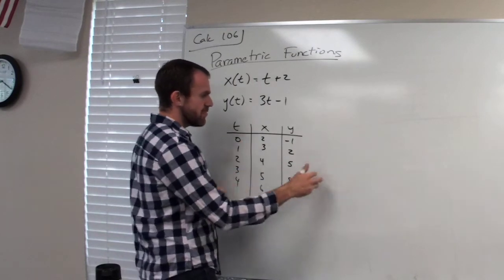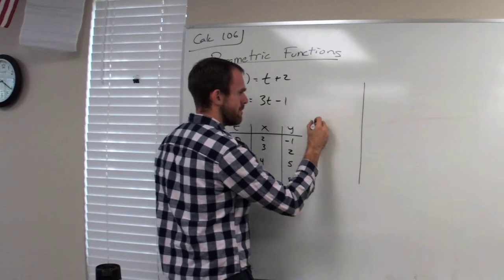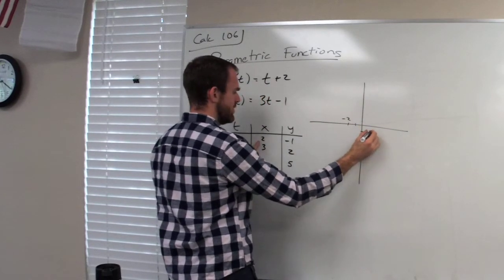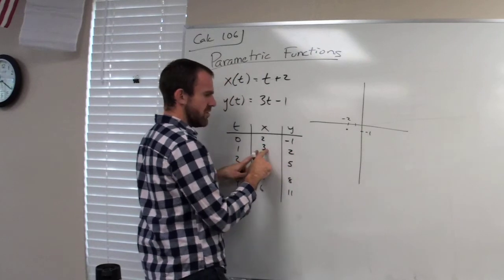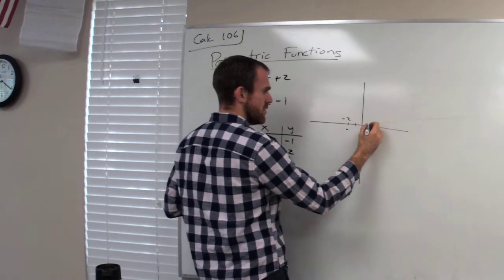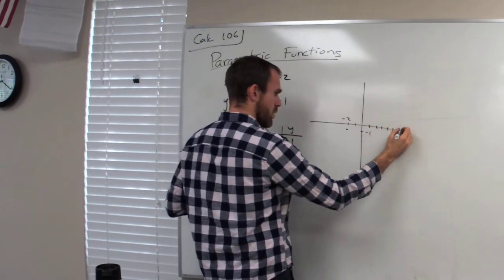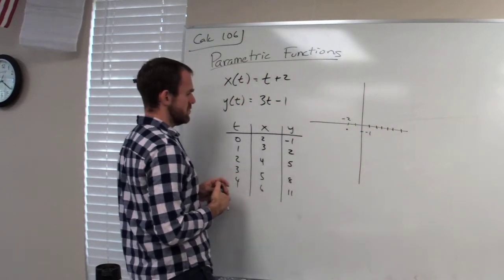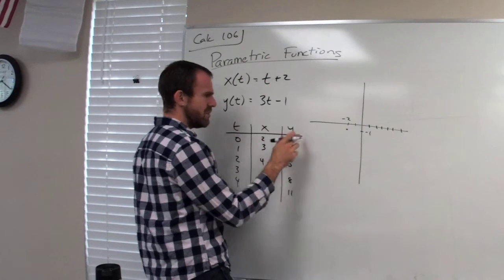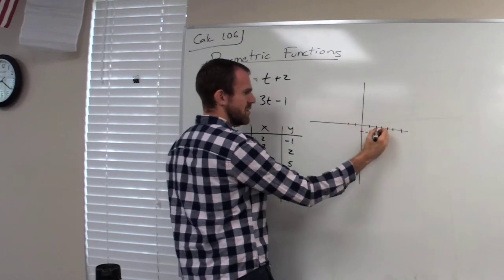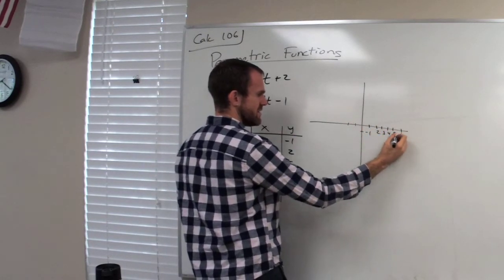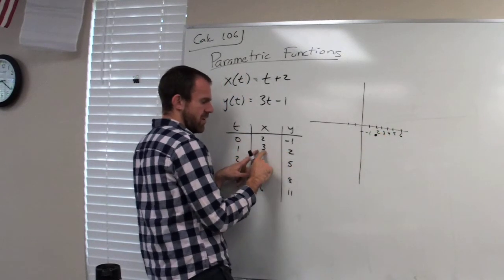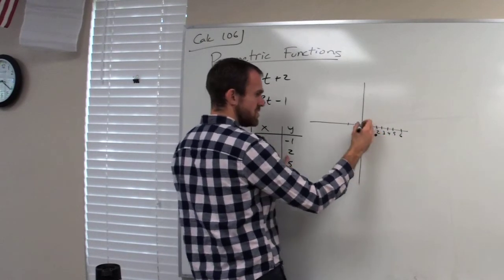Then we can simply graph this. So when I go 2 in x, I go down 1 in y. When I go positive 3, I go up 2 in y.